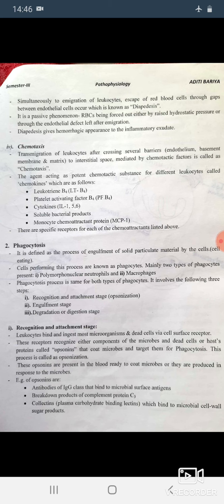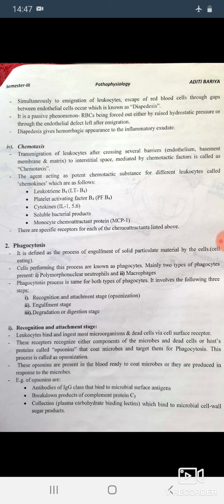That means the process of immigration, meaning WBCs transferred from one side to the other side. If that immigration occurs due to some substance which attracts WBCs to transfer across this basement membrane and endothelial cells, or you can say blood vessel wall, then that process is called as chemotaxis. And those substances which are responsible for this chemotaxis are called as chemotactic factors.